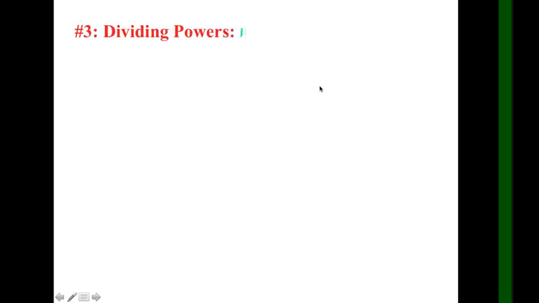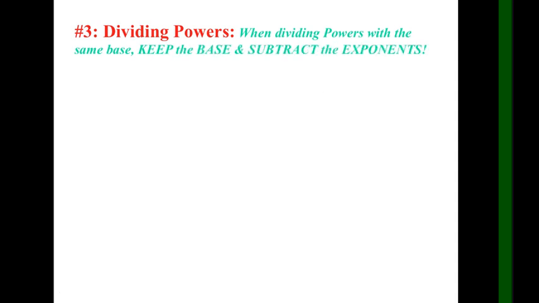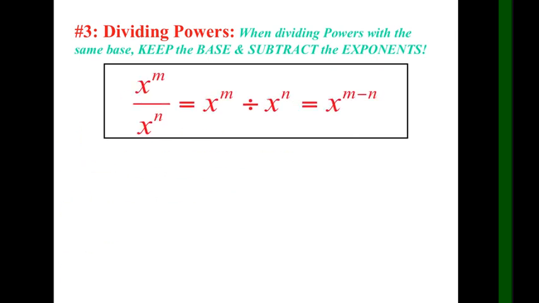Next, number 3, dividing powers. When dividing powers with the same base, keep the base and subtract the exponents. So when we divide, we have x raised to m over x raised to n, which is equal to x raised to m divided by x raised to n. So they are the same, this one is just in fraction form, and this one is called the obelus form. The rule says to keep the base and subtract m and n, the exponents.